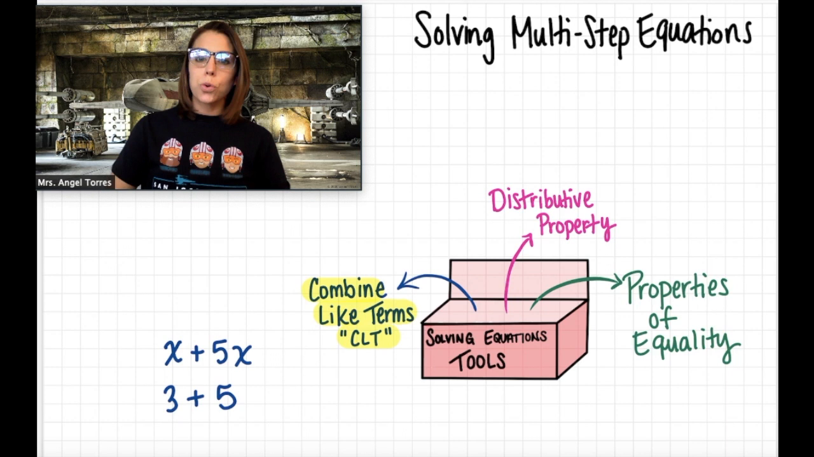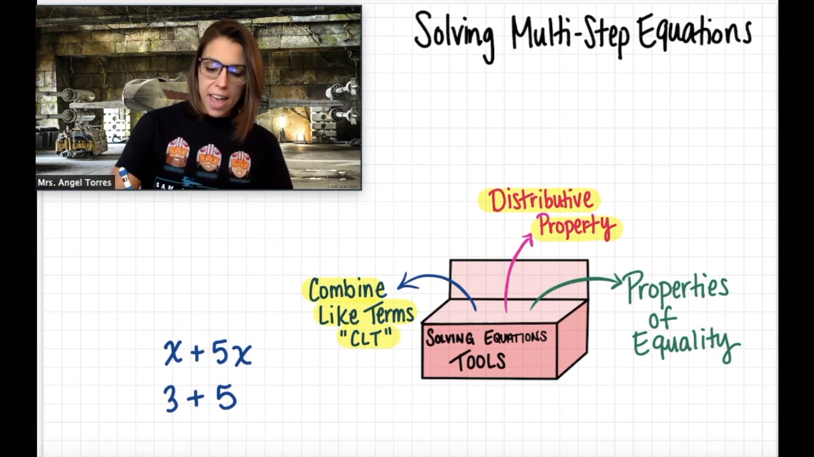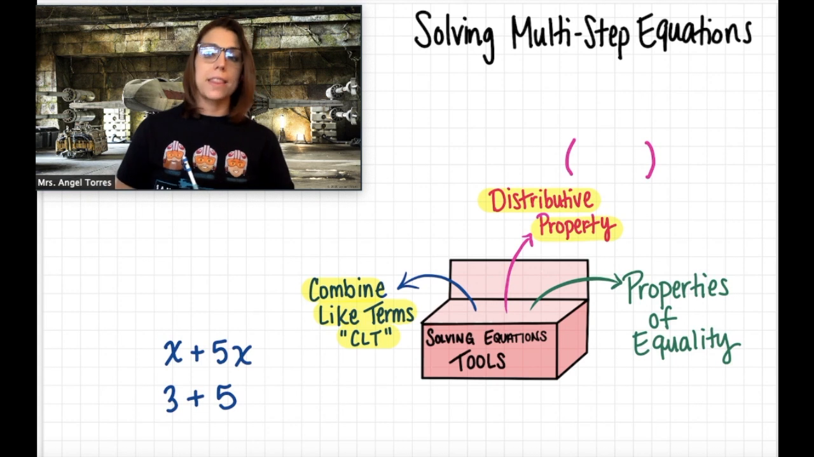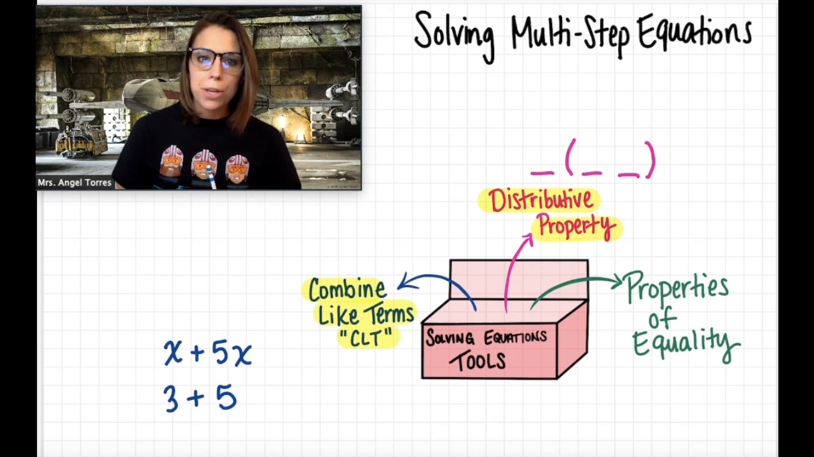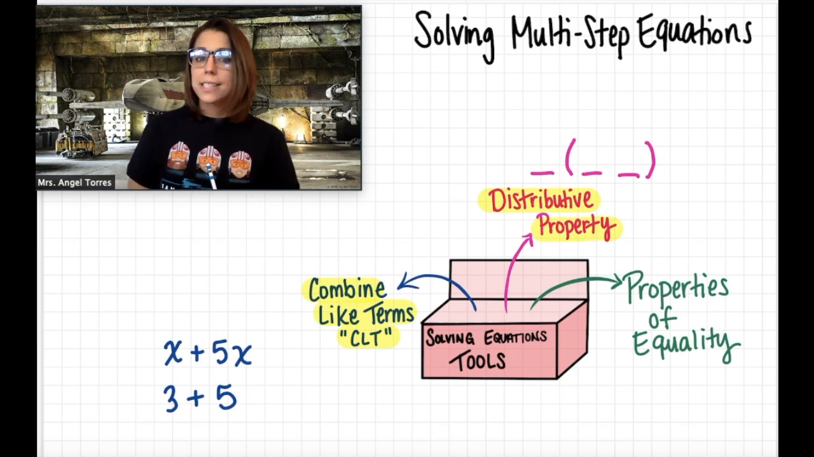The second tool in our toolbox is our distributive property. Now, there's one way that we can tell that we're going to use our distributive property, and that is if you see parentheses. If you see parentheses and specifically a value on the outside, that means that you will be using the distributive property at some point.